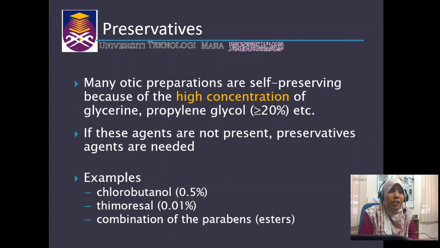The next one is preservative. Many otic preparations are self-preserving because of the high concentration of glycerin and propylene glycol. Usually if you use glycerin or propylene glycol, it is more than 20% of the total preparation. If these agents are not present, preservative agents are needed, for example chlorobutanol 0.5%, thimerosal 0.01%, or a combination of parabens or esters.